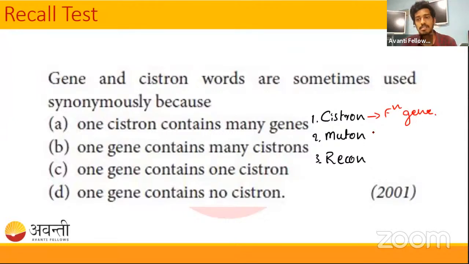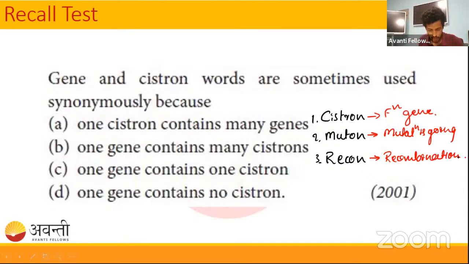What is the meaning of muton? Muton means the gene where mutation is happening, where mutation is going on, or where the gene has already mutated. Those are called muton. And the genes or the part of DNA where recombination is happening are called recon.